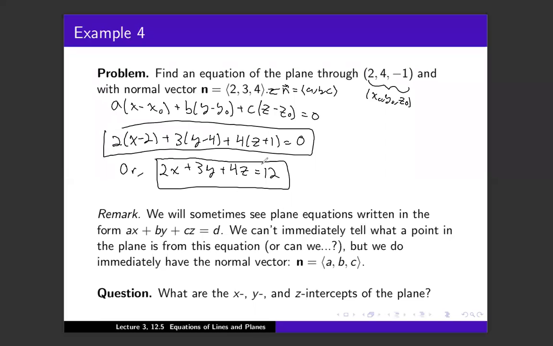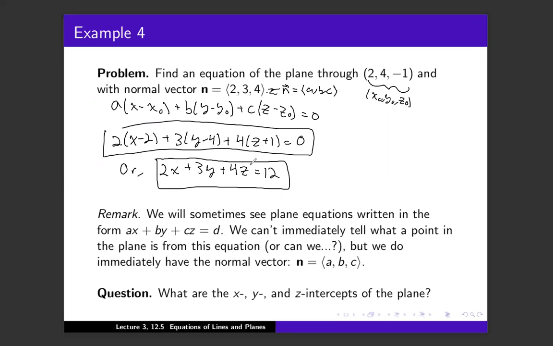Both of these work. Both of these are perfectly valid equations. The second one is a little more concise. The first one has the advantage of immediately having a point that's on the plane that we can see: (2, 4, -1) is inside of the terms of x, y, and z.